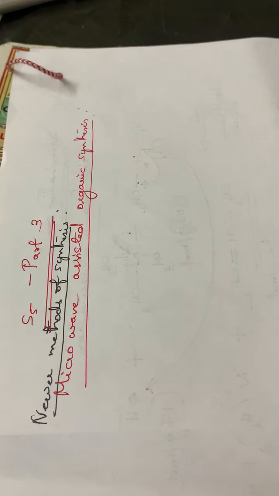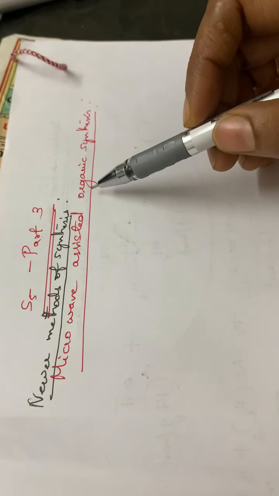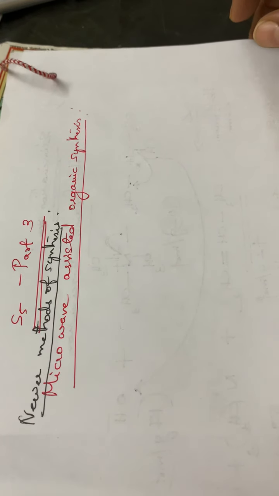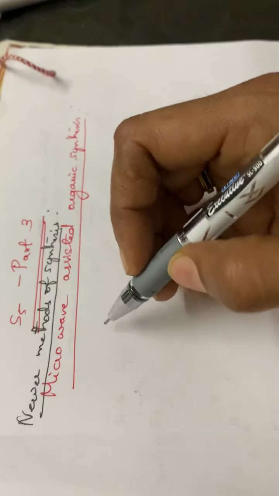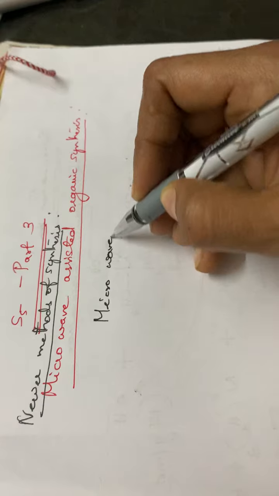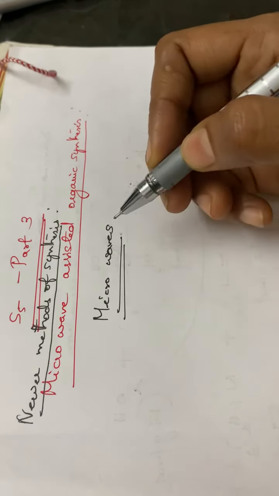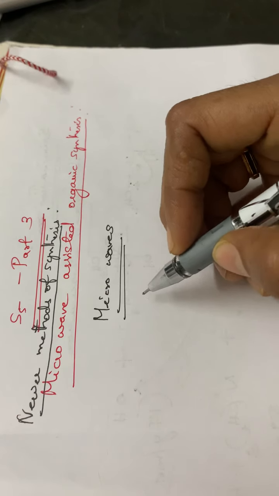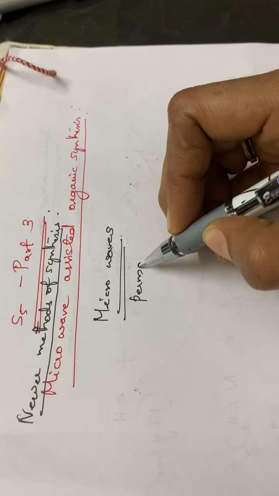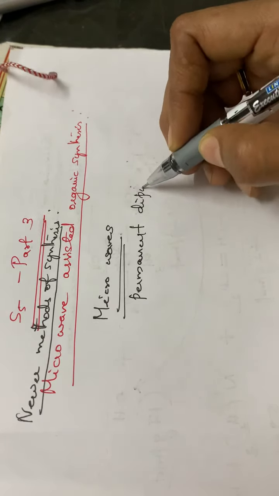So the first one we have to discuss in these newer methods of synthesis is microwave assisted organic synthesis. You have seen the microwave oven, isn't it? In that microwave oven, which radiation is used? Microwave radiation is used there. And the property of microwaves is that for a molecule to be microwave active, it should have a permanent dipole moment.